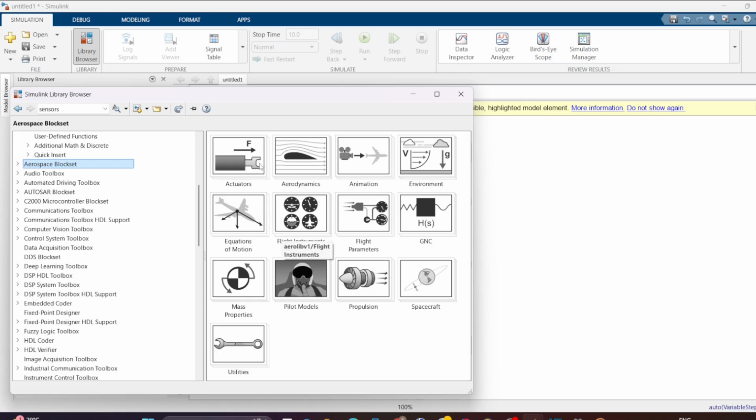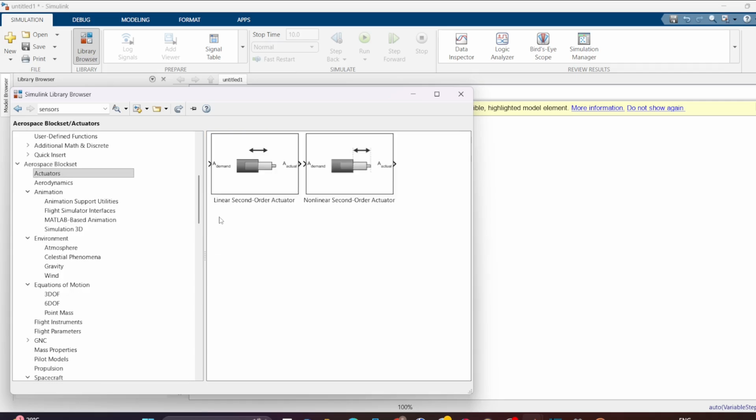So the first block is our actuator. Double click on actuator. You can see there are two blocks inside actuator. One is the linear second order actuator and the other is the non-linear second order actuator. So what is an actuator? Actuators are responsible for converting control signals into physical movement. For example, moving a control surface like an elevator, or rotating a motor shaft.